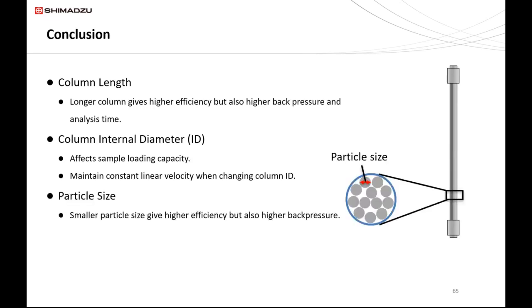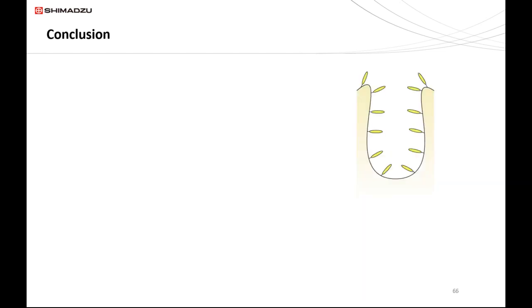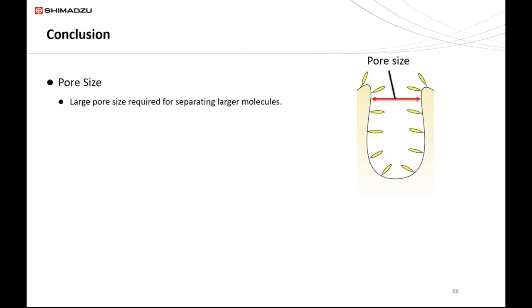Particle size affects the column efficiency. Smaller particle size gives higher efficiency, but you would have to take note of the increase in back pressure and ensure that your instrument is able to handle it. Selection of pore size is critical when separating larger molecules such as biomolecules. Be sure to use large pore size columns when analyzing large molecules.